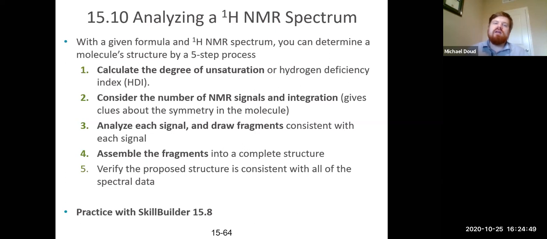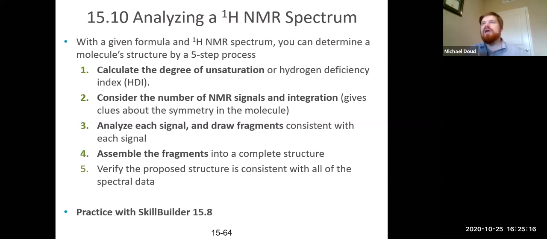Then once you have that, consider the number of signals and the number of protons that you have. The number of signals will tell you basically the symmetry of the molecule, and then the number of protons helps you figure out where those signals are coming from. Then as you're looking at each signal, try to draw a fragment that is consistent with each signal.